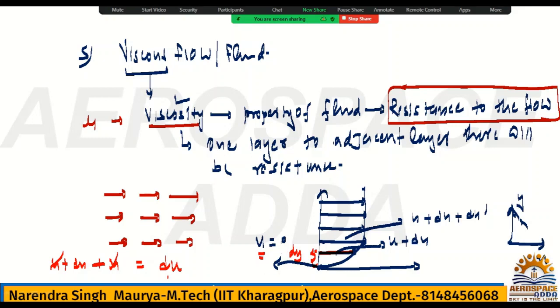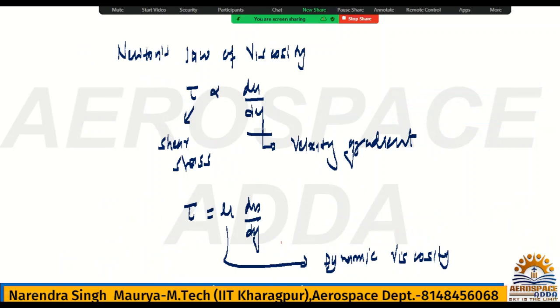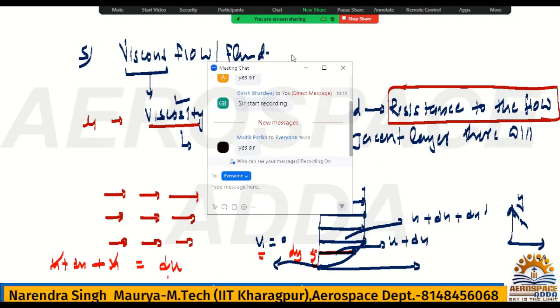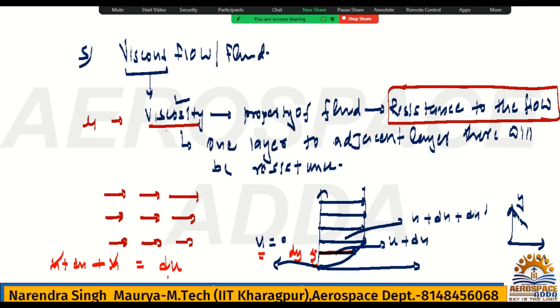If you write gradient, gradient is what? That quantity changing with respect to length or space will be called gradient. So if velocity is changing with respect to length, it is called velocity gradient. If temperature is changing with respect to length or space, it is called temperature gradient. If pressure is changing with respect to length or space, it is called pressure gradient. Hope you understood. So this is Newton's law of viscosity. This mu is nothing but dynamic viscosity, which is called resistance to the flow.